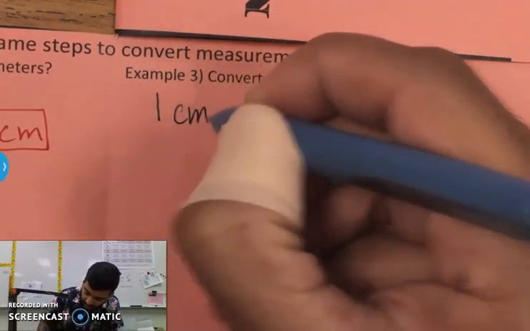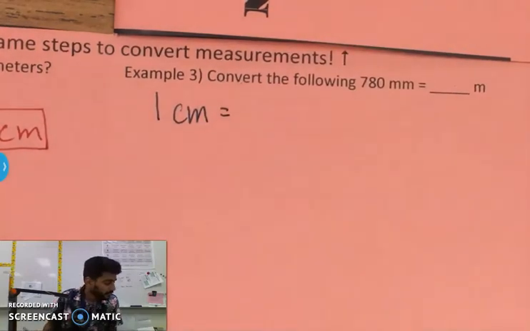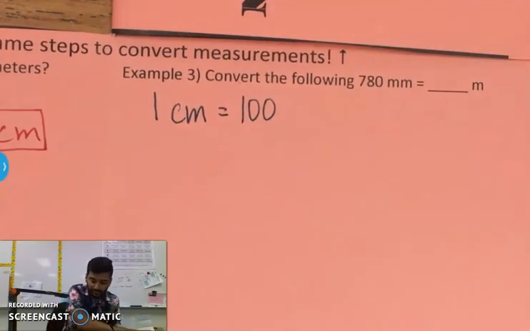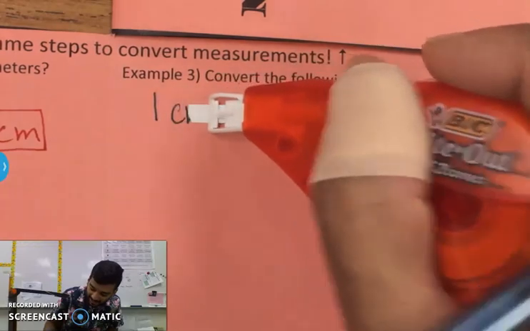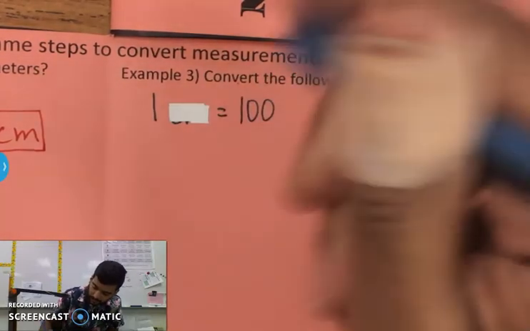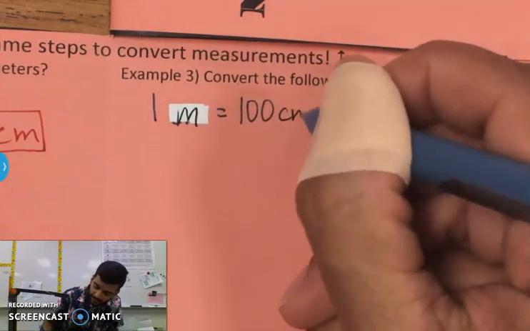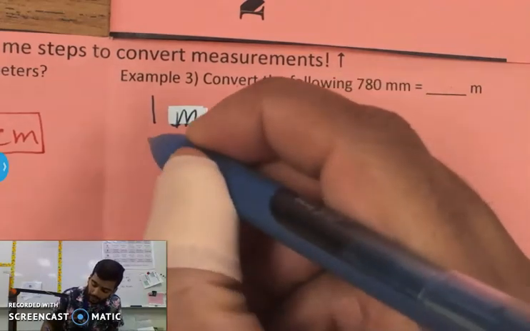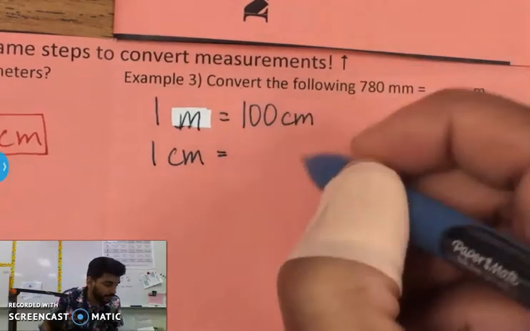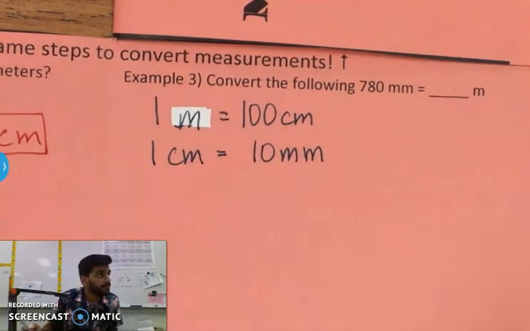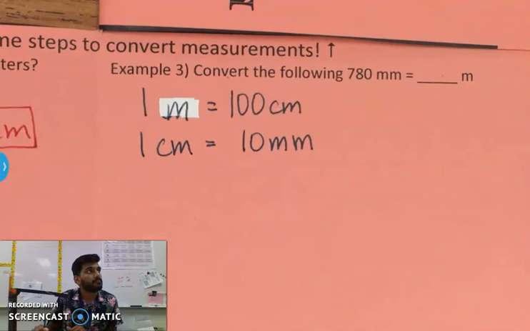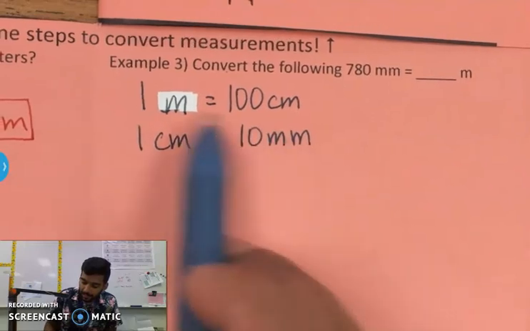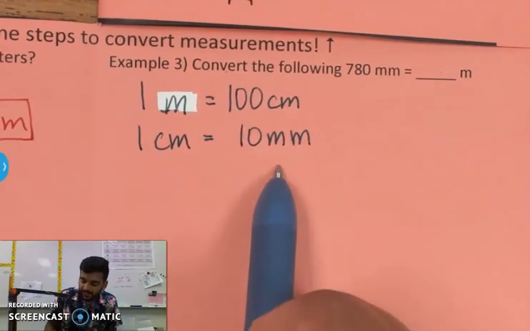I know 1 meter is equal to 100 centimeters. That's from my chart. We also know that 1 centimeter is equal to 10 millimeters. So let's think about it. If I want to go from millimeters to meters, well, every single centimeter is 10 millimeters.